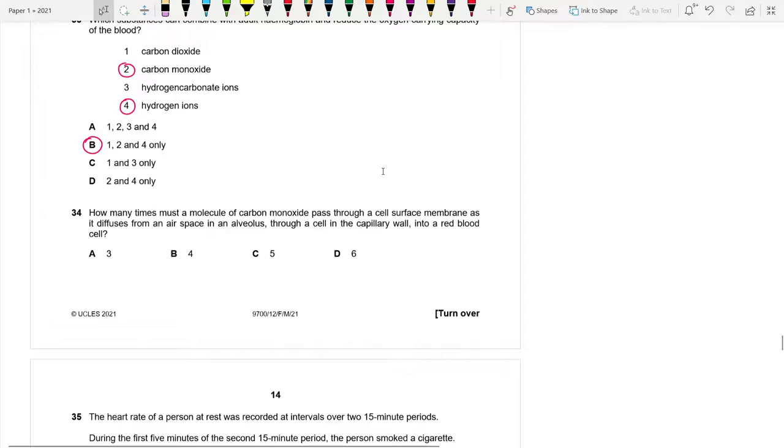Next, 34. This is a tricky question and it's a bit contradictory in a few cases. It varies from MCQ to MCQ. How many times must a molecule of carbon dioxide pass through a cell surface membrane as it diffuses from an air space in an alveolus through a cell in the capillary wall into a RBC? The answer is 5. I'm going to show you.